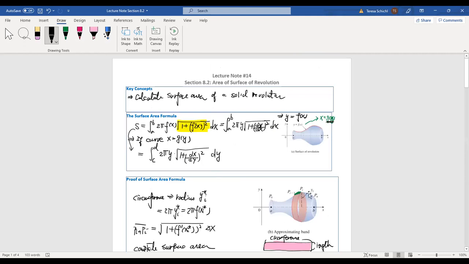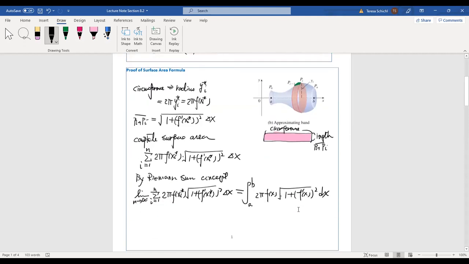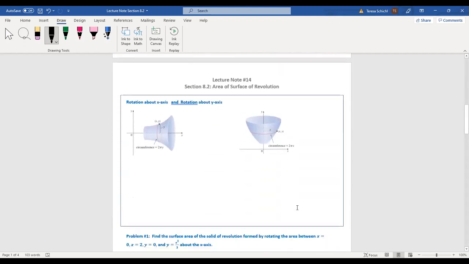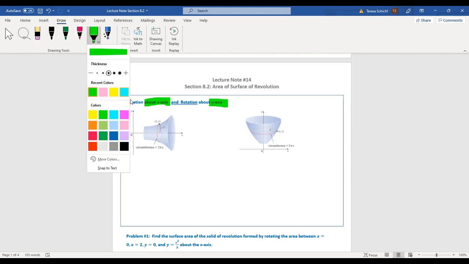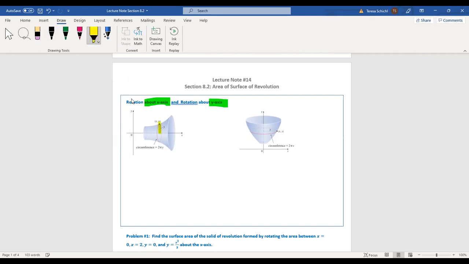So basically you are just using the Riemann-Sum concept, you cut it into strips here. Okay, all right. So now the next thing is how do I do the rotations? The example a while ago was rotating about the x-axis, and now how about we rotate about the y-axis? So if you take a look at rotating about the x-axis, this is your circumference. This is your radius here. Let me highlight here, right? So this is your radius. So it's the y values here.